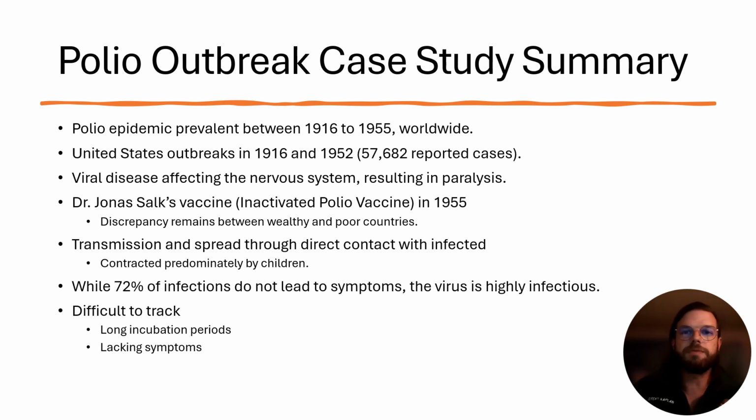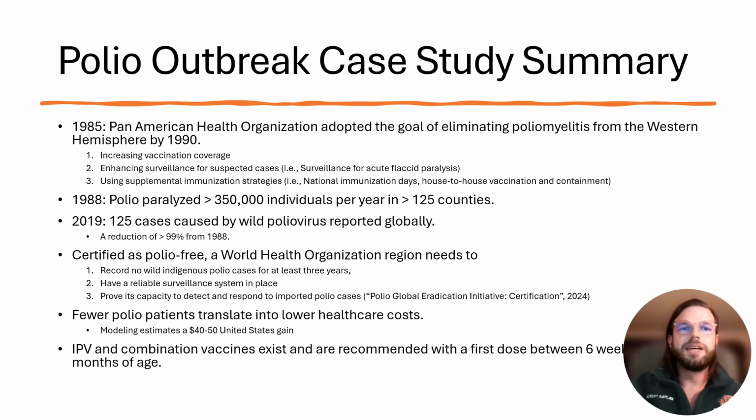While 72% of infections do not lead to symptoms, the virus is still highly infectious. Polio is difficult to track due to long incubation periods and lacking symptoms, and therefore identification of index cases is very difficult. In 1985, member countries of the Pan American Health Organization adopted the goal of eliminating poliomyelitis from the Western Hemisphere by 1990. These strategies included increasing vaccination coverage, enhancing surveillance for suspected cases, such as surveillance for acute flaccid paralysis, and using supplemental immunization strategies, such as national immunization days, house-to-house vaccination, and containment.